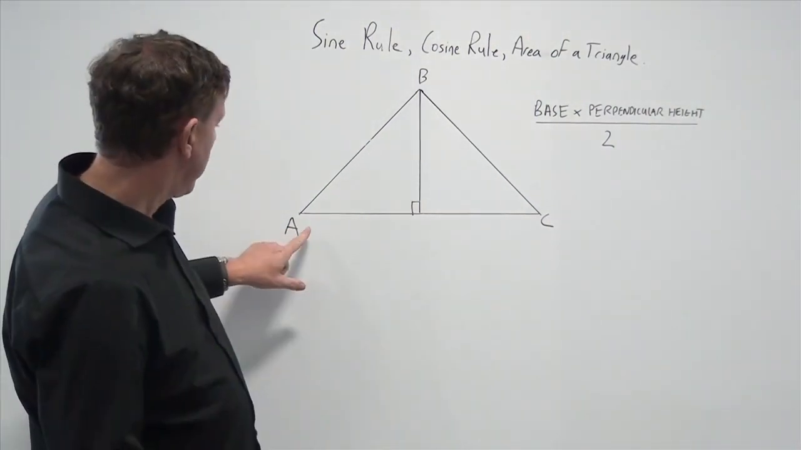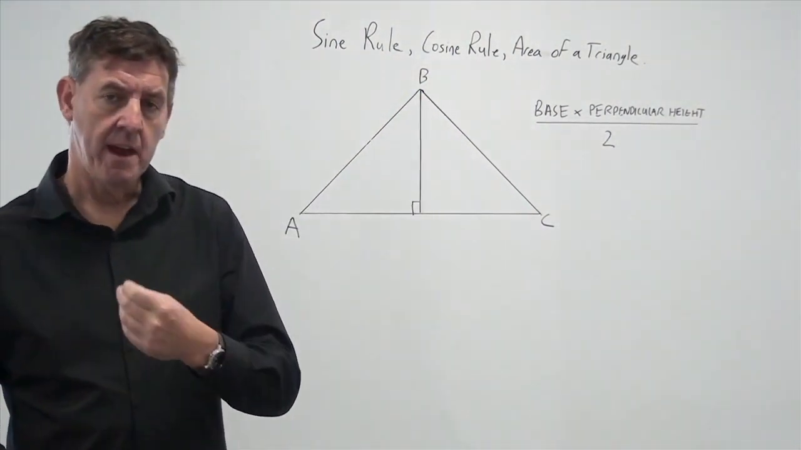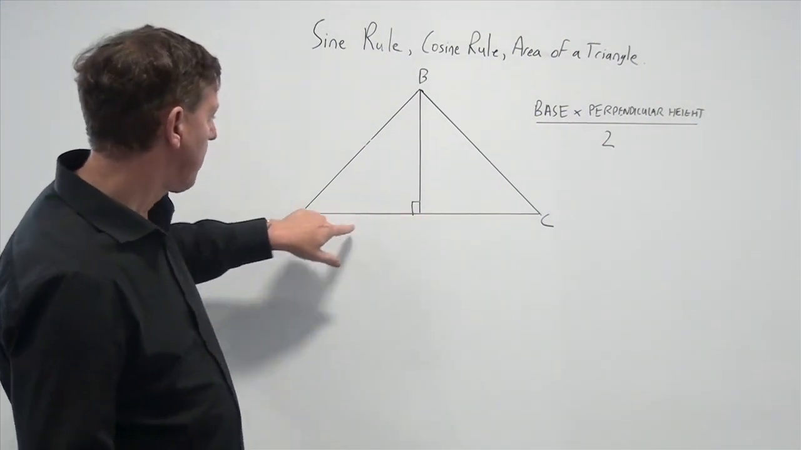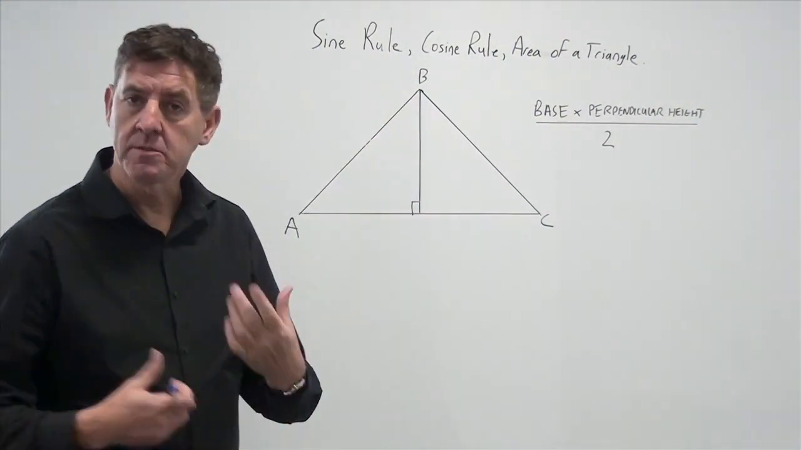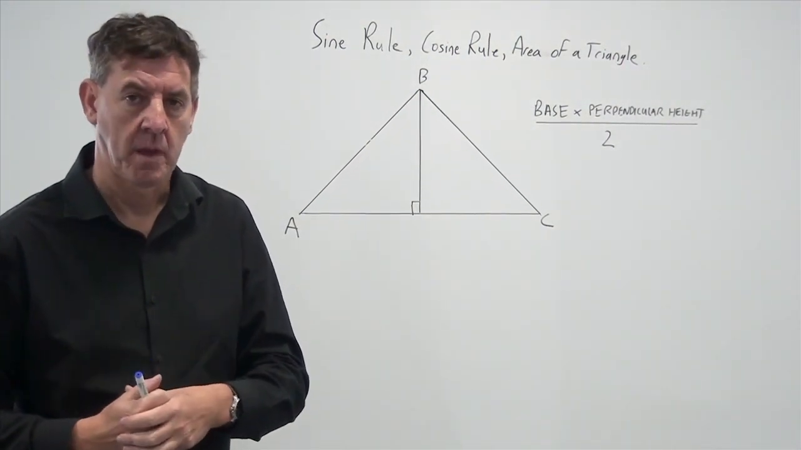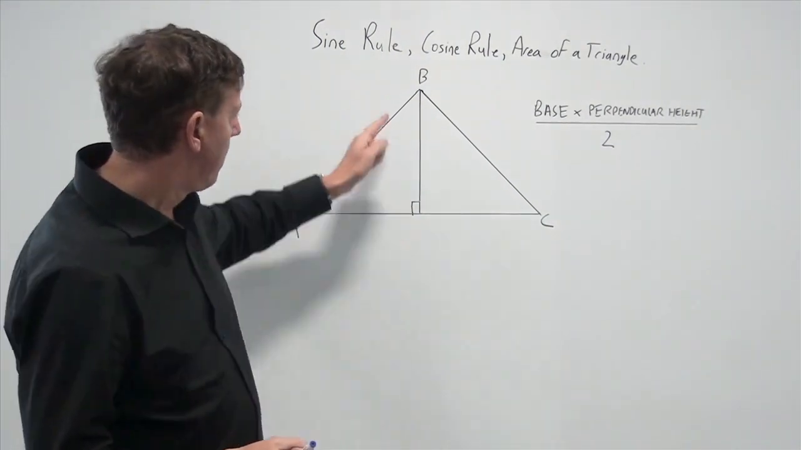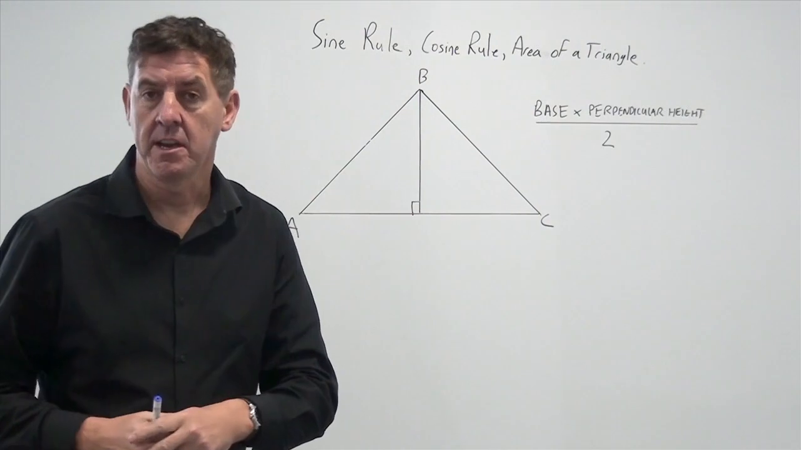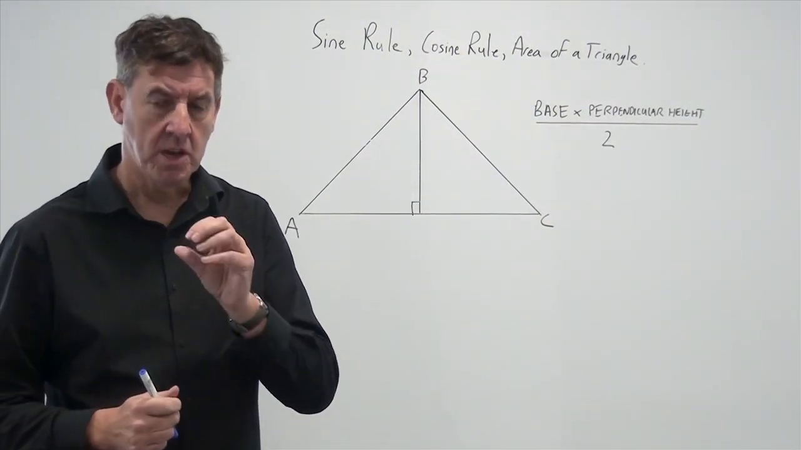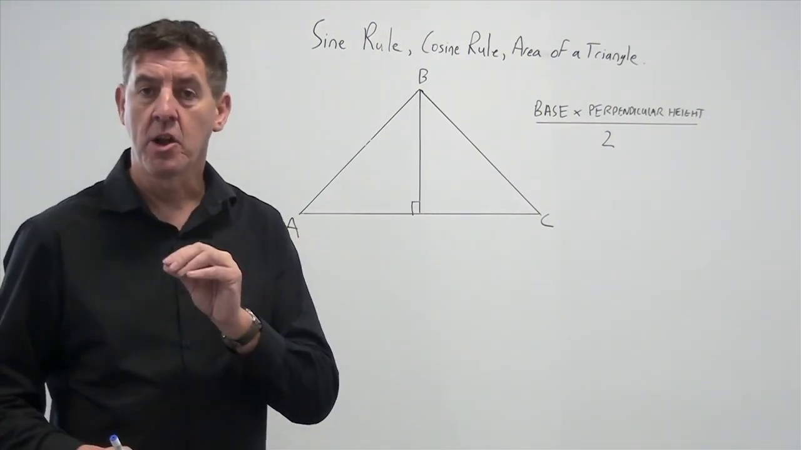So if you look at this triangle here, A, B, C, if we're to work out the area of that triangle, in the past we've had the base, we've had the perpendicular height, we would times those two numbers together, and then we would chop it in half, or divide it by 2. What we're now going to do is derive a different formula, which will work when we haven't got this perpendicular height.